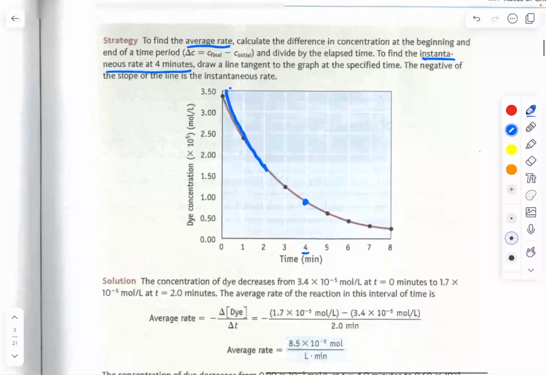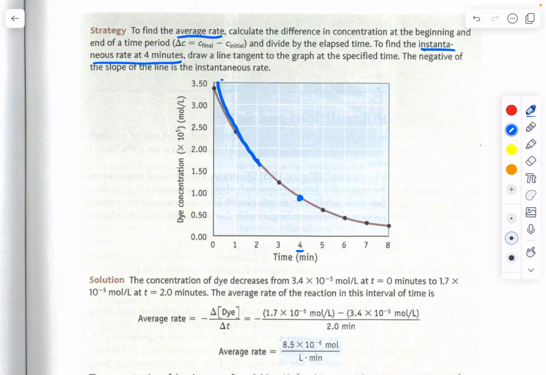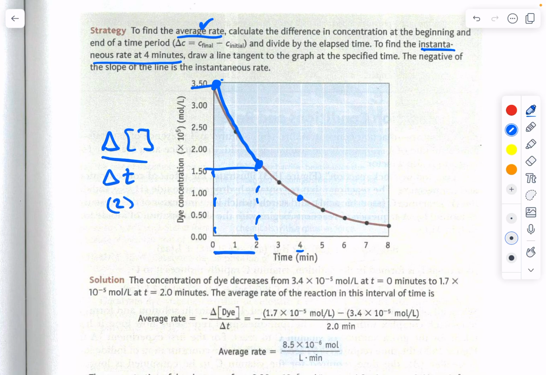Coming over here, again, we can find either the average rate by picking 2 points. Let's say we want to go from there to there. I can find my average rate by knowing that molarity and by knowing that molarity. And that change in molarity goes in the numerator, and in the denominator, you have 2 minutes. My change in time is 2 minutes. And I can find my average rate during the first part of this decomposition reaction.